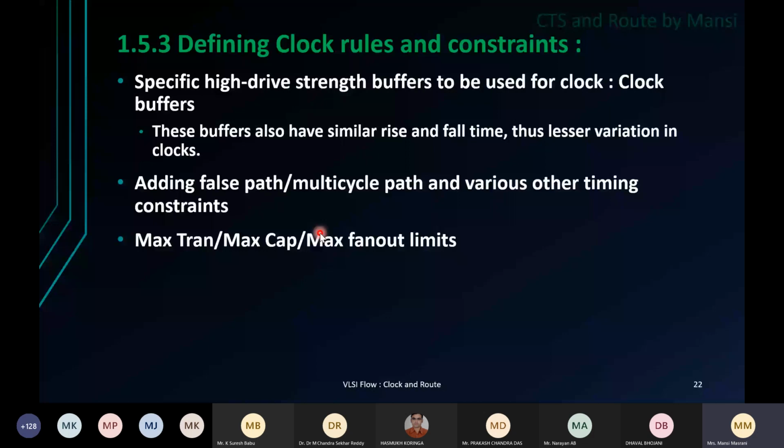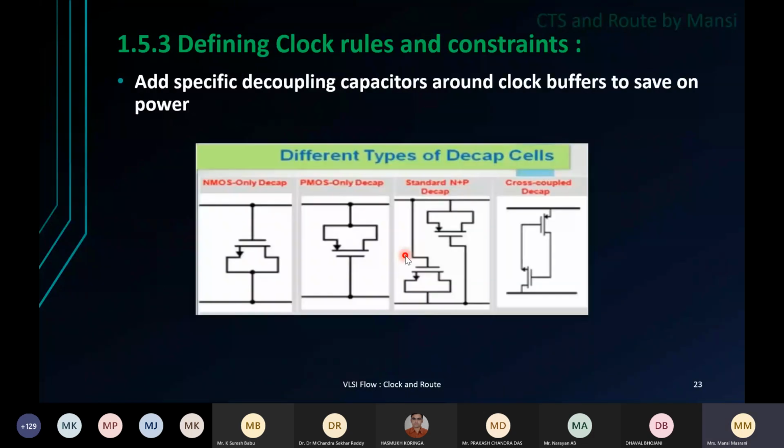Then we add false paths, multi-cycle paths and various other timing constraints. Please go through the synthesis slides to go through this again. We will also set max transition, max capacitance and max fan-out limits on the clock. Once these rules and constraints are set, there is one specific rule which is very necessary and interesting to learn: we put some decoupling capacitors around the clock buffers to save on power.